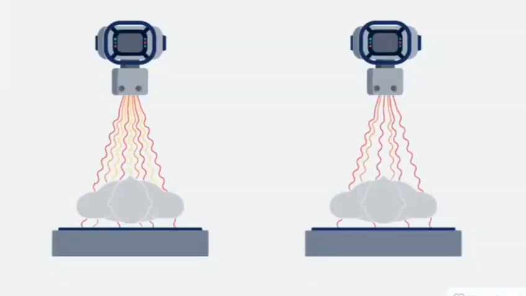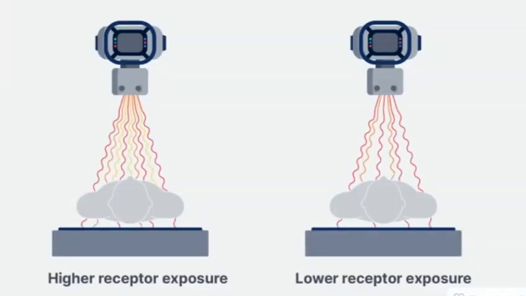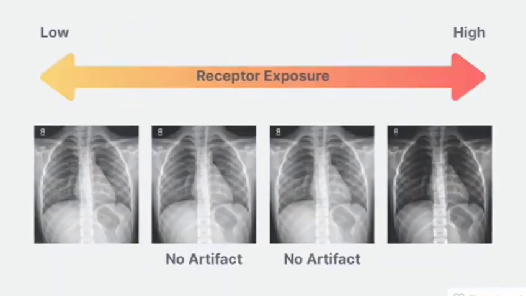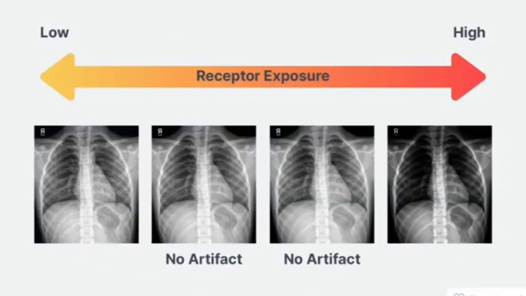Receptor exposure is exactly what it sounds like. This describes the amount of radiation striking the image receptor. For example, when a large number of X-ray photons pass through the patient and reach the receptor, that results in a higher receptor exposure. But when only a few X-ray photons reach the image receptor, that results in a lower receptor exposure. So why does receptor exposure matter?